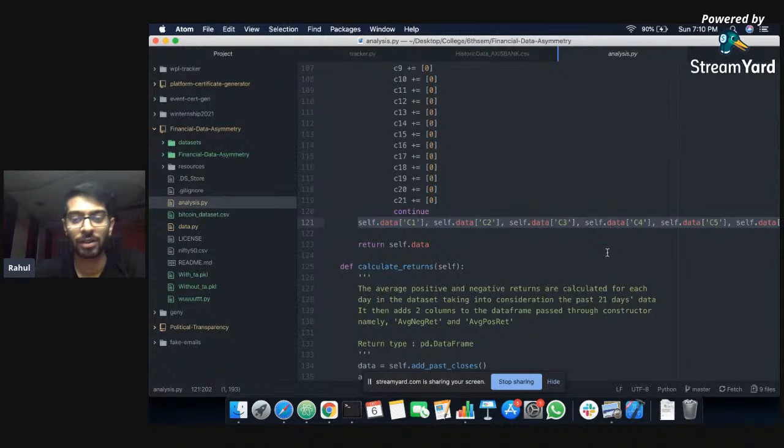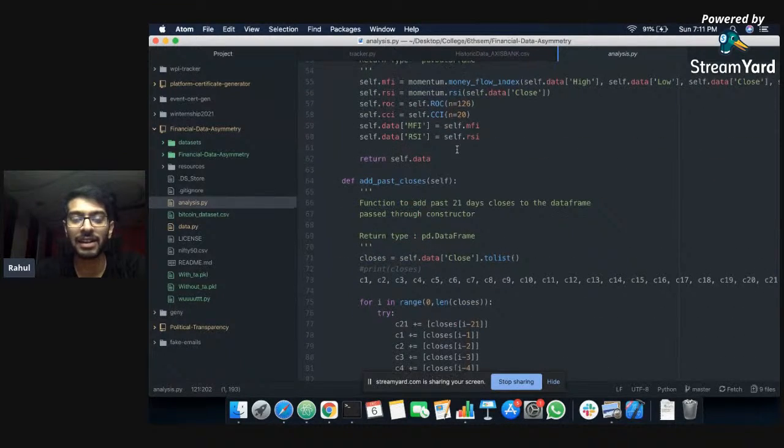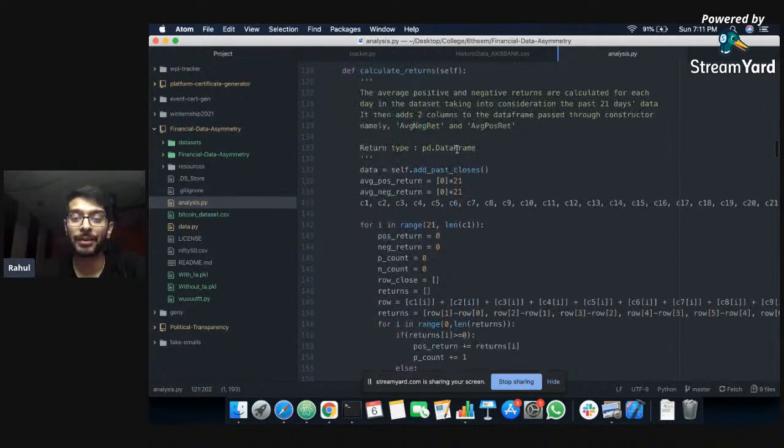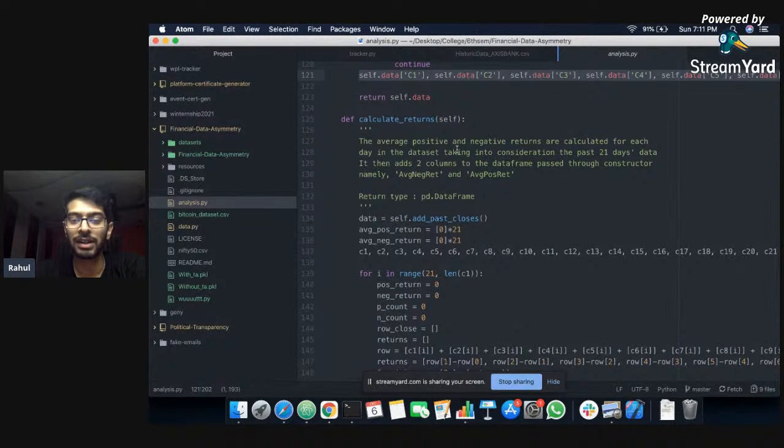But yeah, we're taking the 21 days context because we just want to deal with the recent past and not the farther past, because we know that stock prices are more affected by the recent context rather than the farther context. Okay. So we've added 21 features plus two features over here, MFI and RSI. Now we want to add another feature, which is called returns.